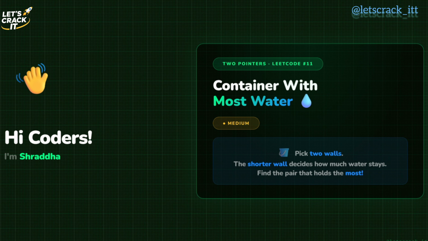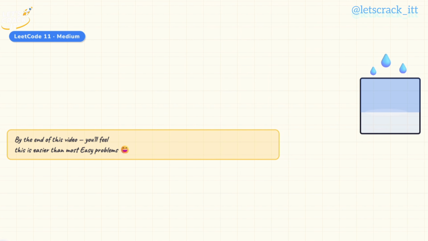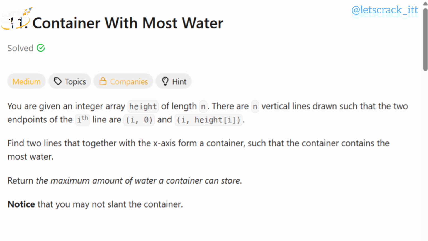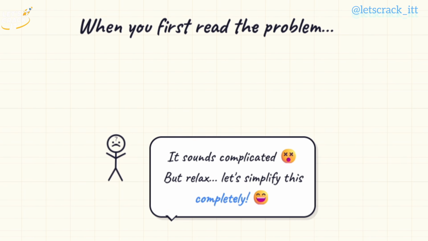And today's problem is Container With Most Water, LeetCode 11, medium. Now when you first read the problem statement, vertical lines, coordinates (i, 0), height of i, container, water, it sounds complicated, but relax. Let's simplify this completely.